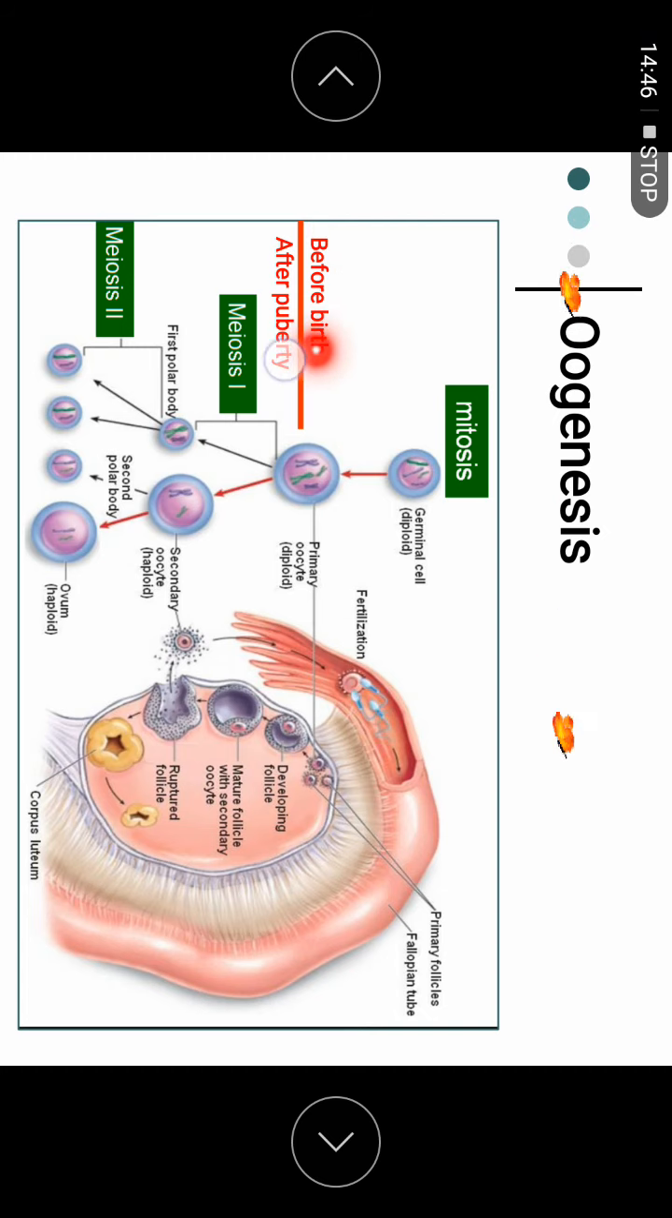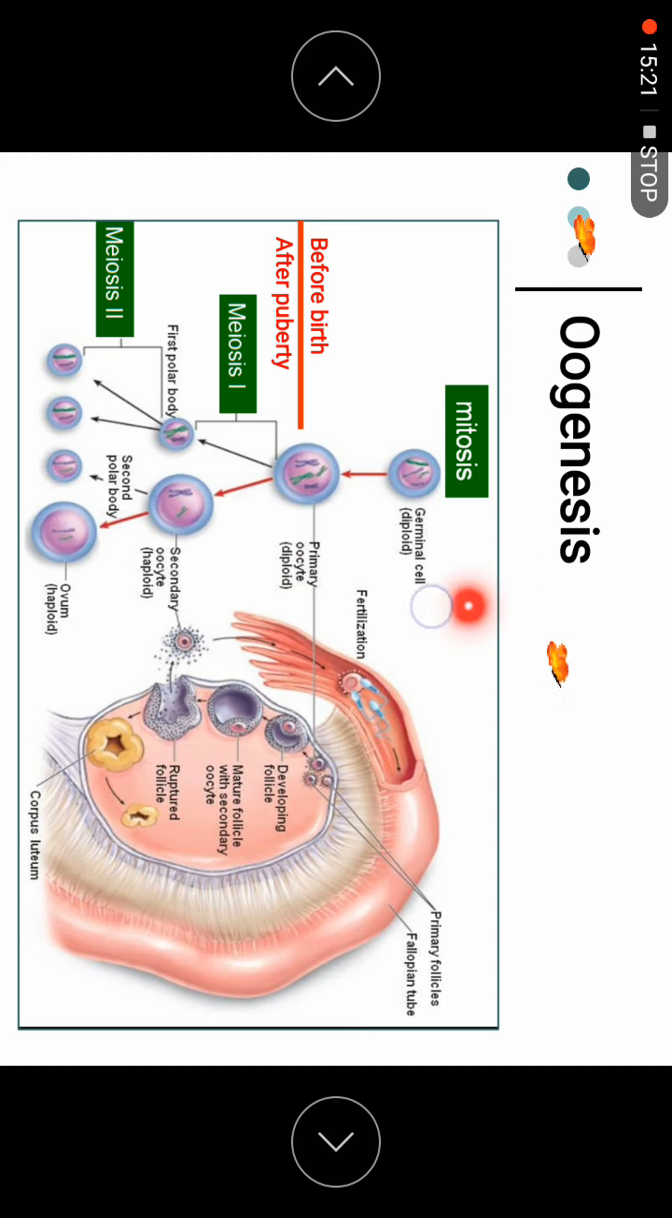Before birth, meaning in the mother's womb, when it is still in the mother's uterus, when it's formed, when it's a girl, the ovary will start to produce the follicles, or we call the primary oocyte. That means during pregnancy, if the baby is a girl, the ovary will start with the germinal cell in the ovary. This is the ovary, and it will have this primary oocyte.